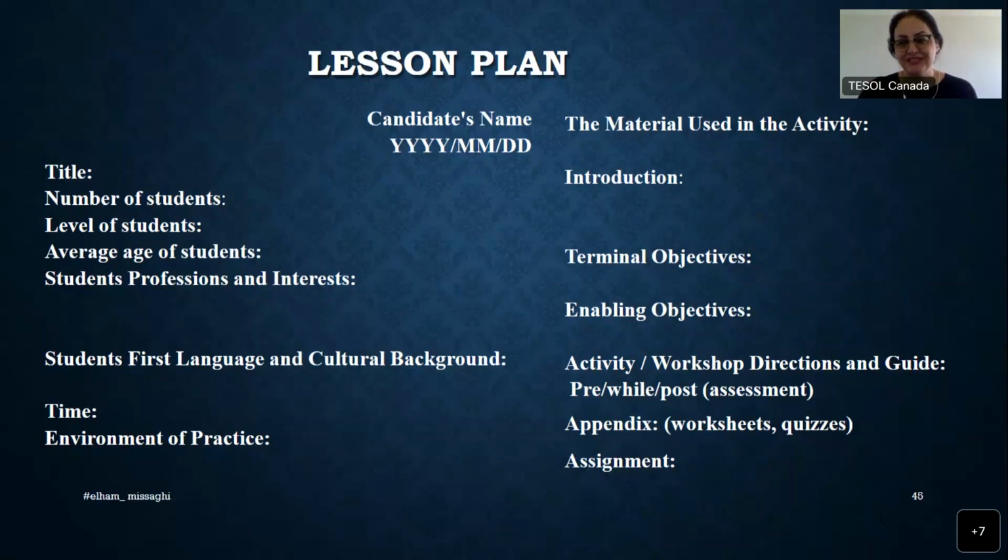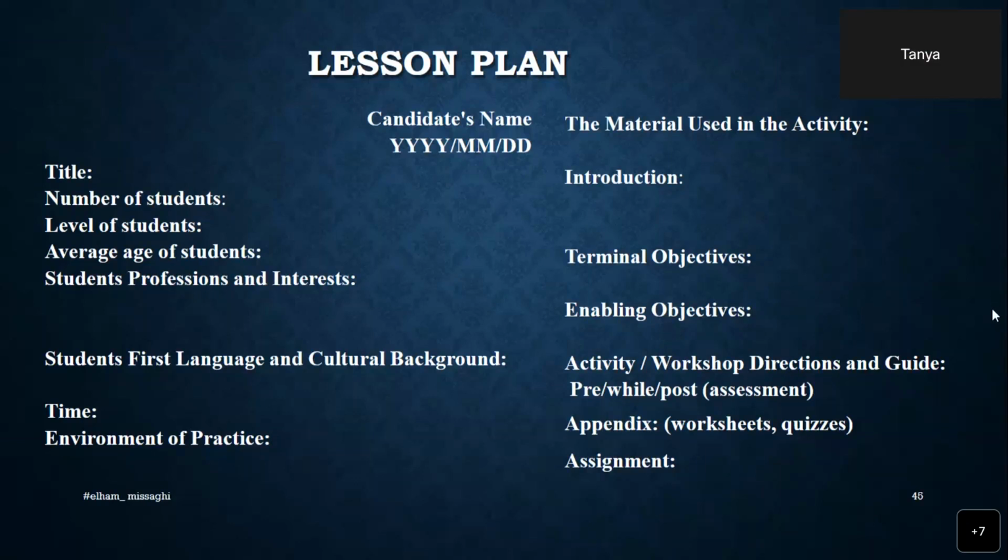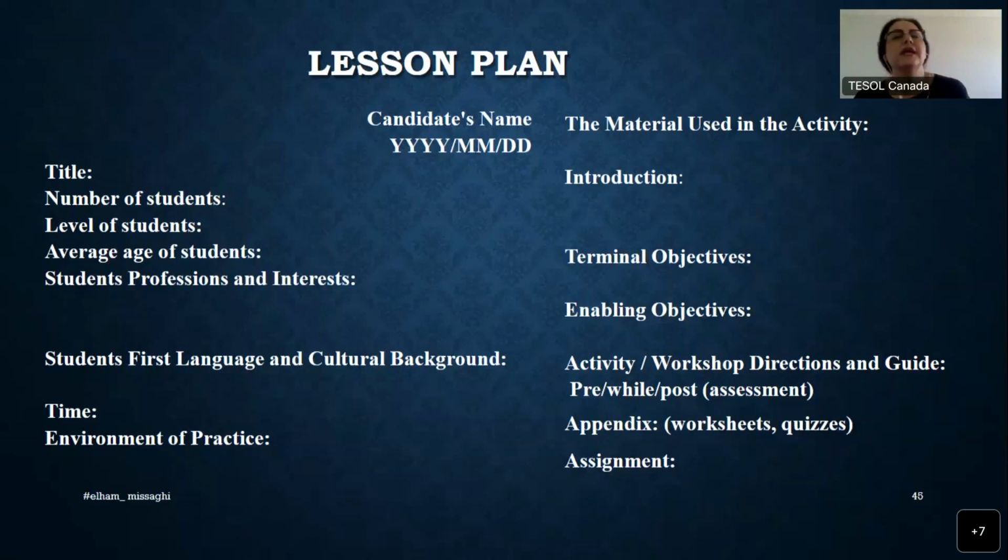Sure. Okay. Any other questions? Everything's clear? Is this just a sample? Yes, that's a sample of lesson plan. You can find this sample in your Canvas.